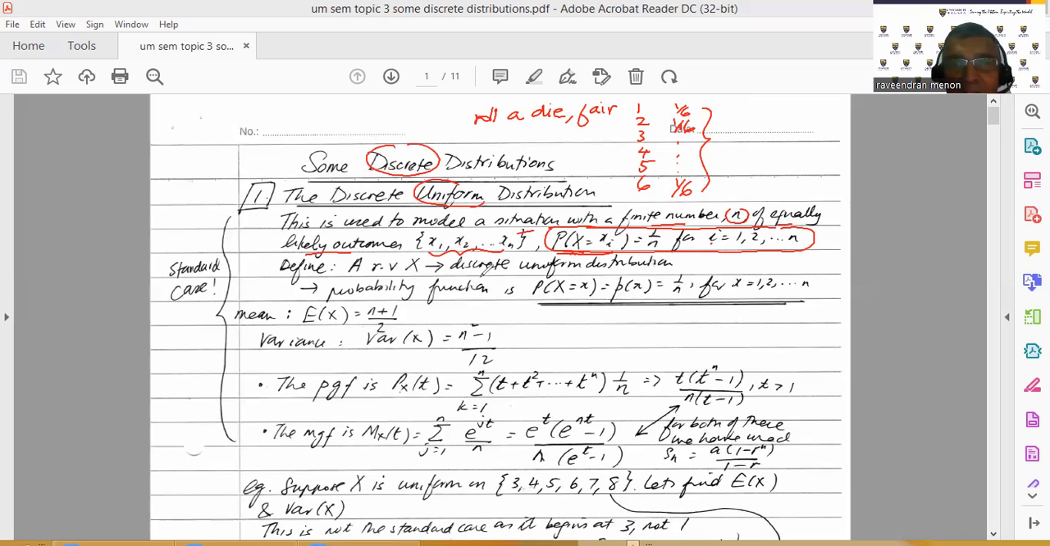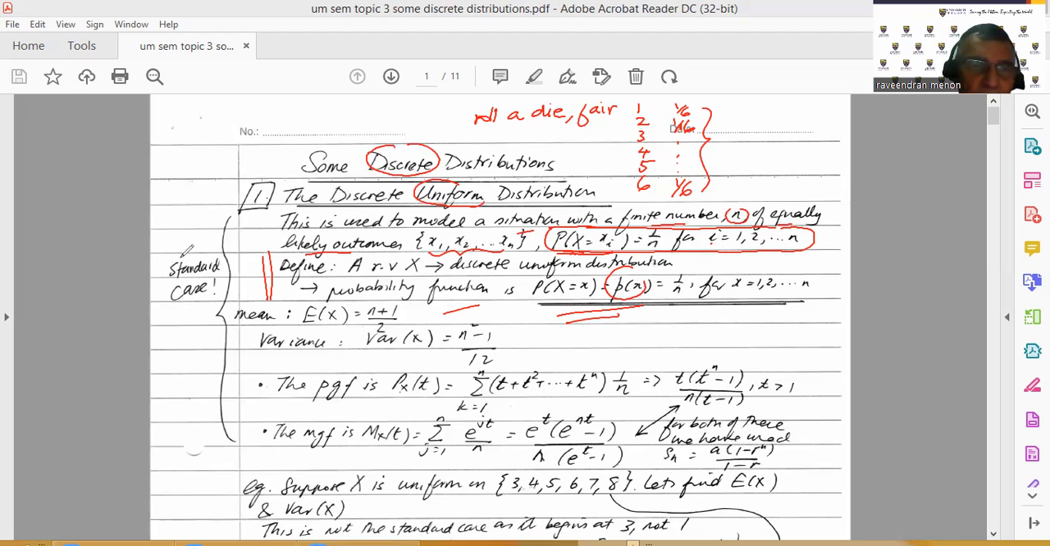So I've given it a formal definition here. If you have a random variable x with discrete uniform distribution, the probability function is given like this. Probability X equals small x, sometimes we like to write it like this, and that's equal to 1 over n, for x values going from 1, 2, 3, right up to n. Great.